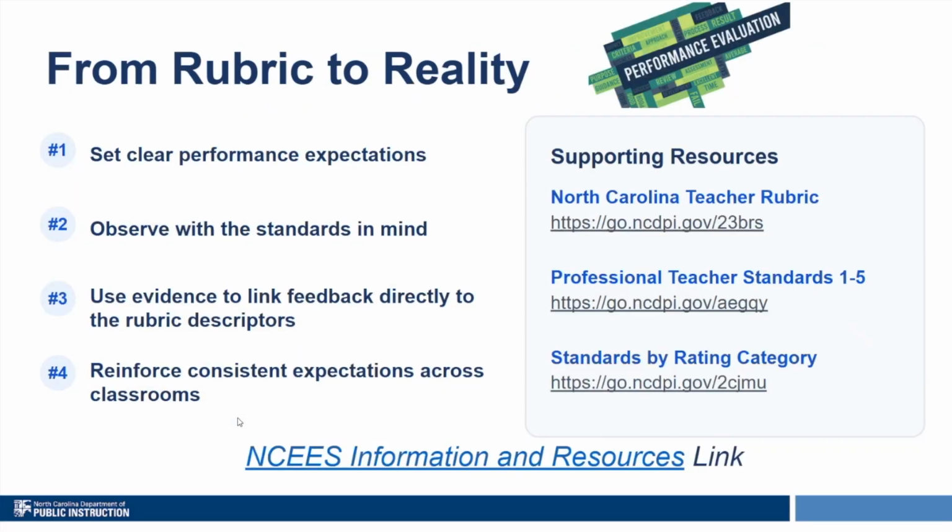The evaluation rubric only becomes powerful when it moves people from paper and into practice. The four actions highlighted on this slide provide a roadmap for maximizing the impact of NCEES. First, establish clear expectations. Second, observe intentionally through the lens of the standards. Third, connect your feedback directly to the evidence that was observed. Fourth, reinforce consistency across classrooms.